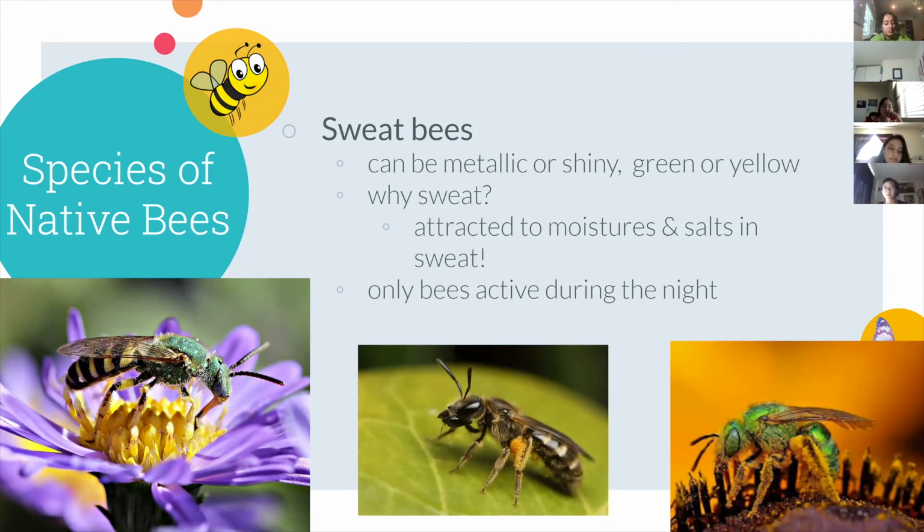The thing about sweat bees is that they're kind of metallic and shiny, kind of like a fly's eyes are, and they can be green or yellow or any other type of color like that. They are also nocturnal, or active during the night, and they're the only type of bees that are. Next slide, please.